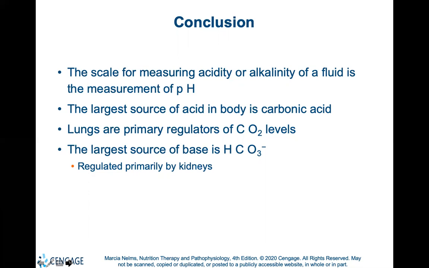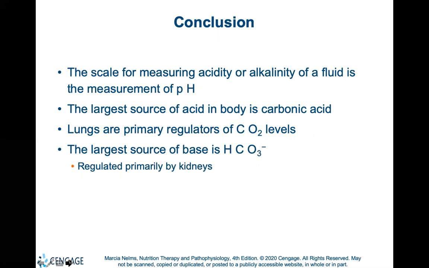The largest source of acid within the body is carbonic acid. We measure concentration of carbon dioxide as an indirect measure of acidity. Concentration of carbon dioxide is expressed as PaCO2. The lungs are the primary regulator of carbon dioxide levels. The largest source of base is bicarbonate, which is regulated primarily by the kidneys.